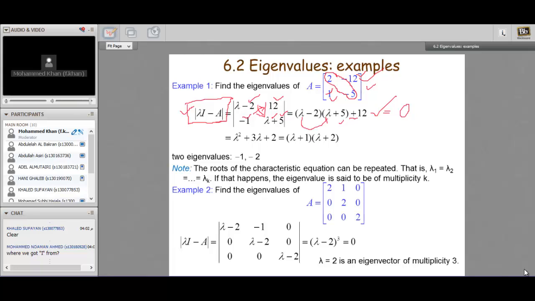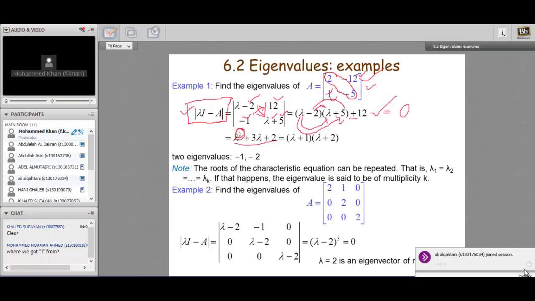When you open the bracket, that will be lambda square plus 5 lambda minus 2 lambda minus 10. So that will be equivalent to lambda square plus 3 lambda plus 2. This is a quadratic equation, and it has two roots. Because it is a quadratic equation, it must have two roots.